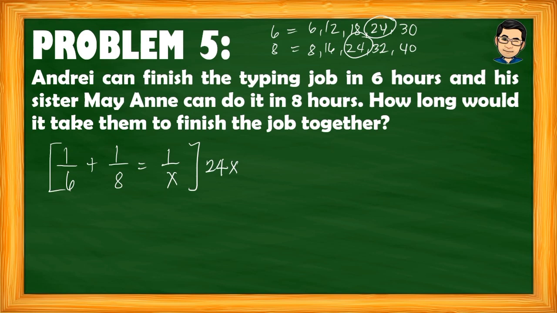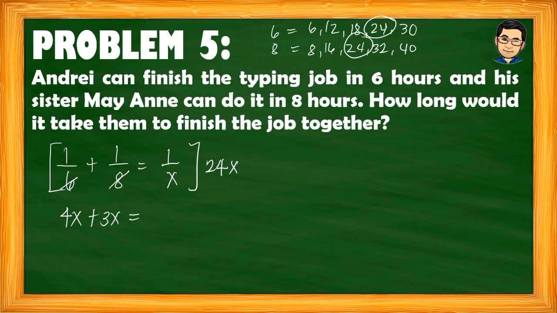1/6 times 24x. So, 24 divided by 6, that is 4. So, magiging 4x. So, makakancel yung 6 kasi, magiging 1, and then yung 24 magiging 4. And then, pag naman yung 1/8, minultiply natin sa 24x. So, makakancel yung 8, magiging 1, and then yung 24, magiging 3. 3x.